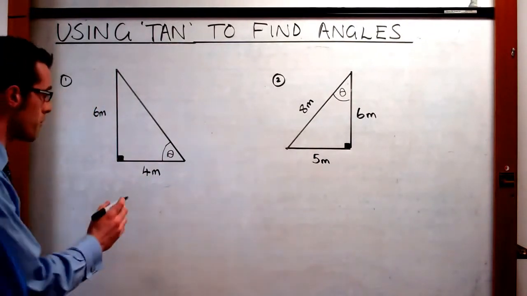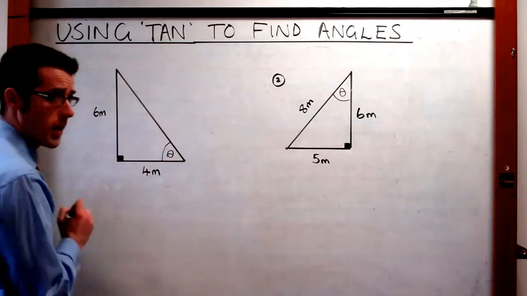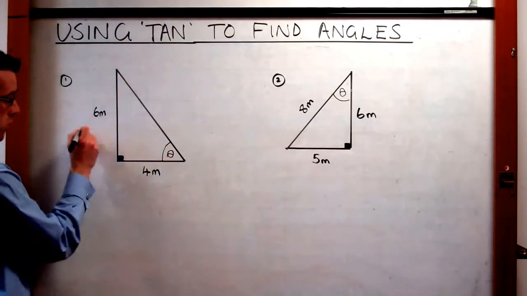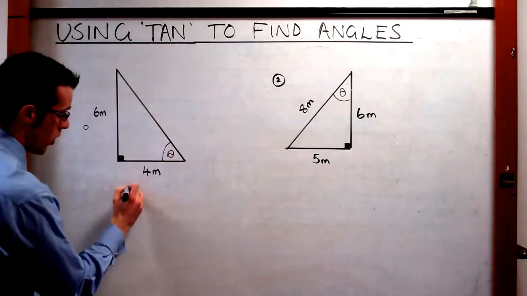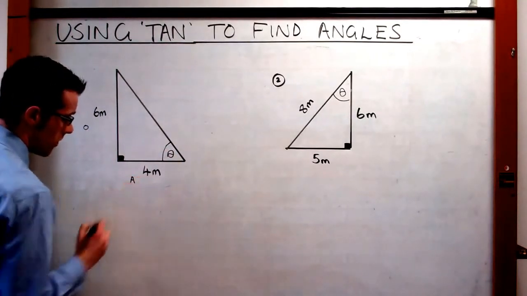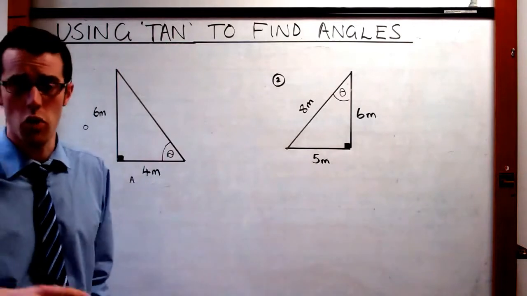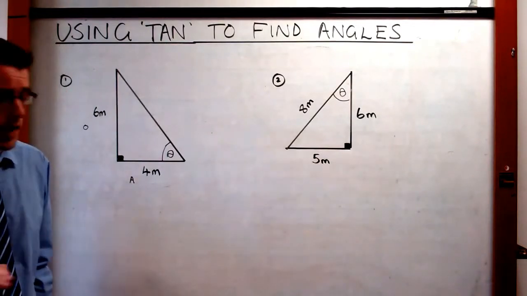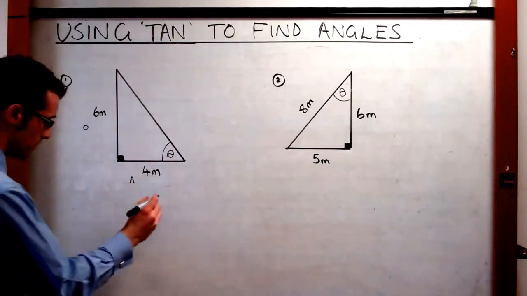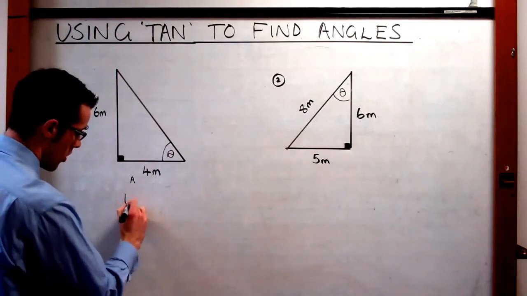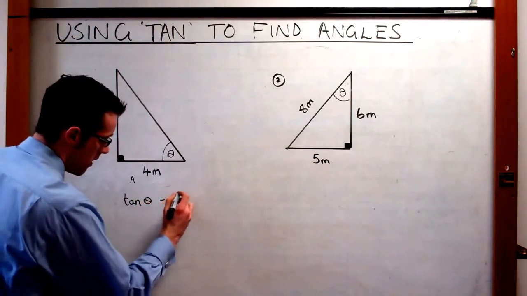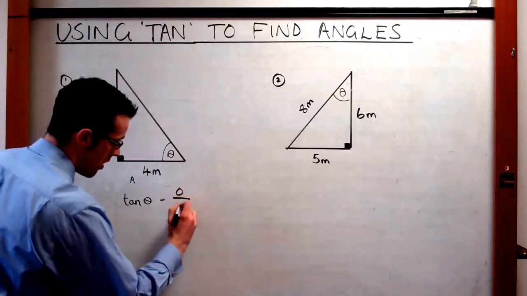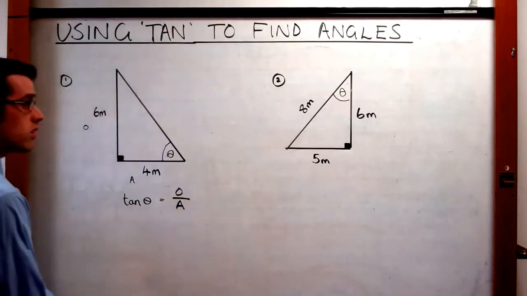So first of all, we've got our drawing of a right angle triangle. We need to label our sides. So here we have the opposite, so we label it with an O, and we've got the adjacent. This is very important when we're choosing between sin, cos and tan, which we'll see later on. But first of all, if we write out our general formula, tan theta is equal to the opposite over the adjacent.